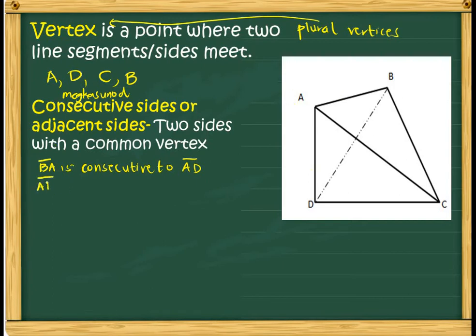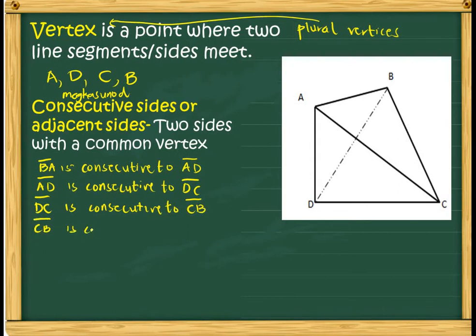AD is consecutive to segment DC, dahil ang common vertex nila ay si angle D. Next, segment DC is consecutive to segment CB. And segment CB is consecutive to segment BA.